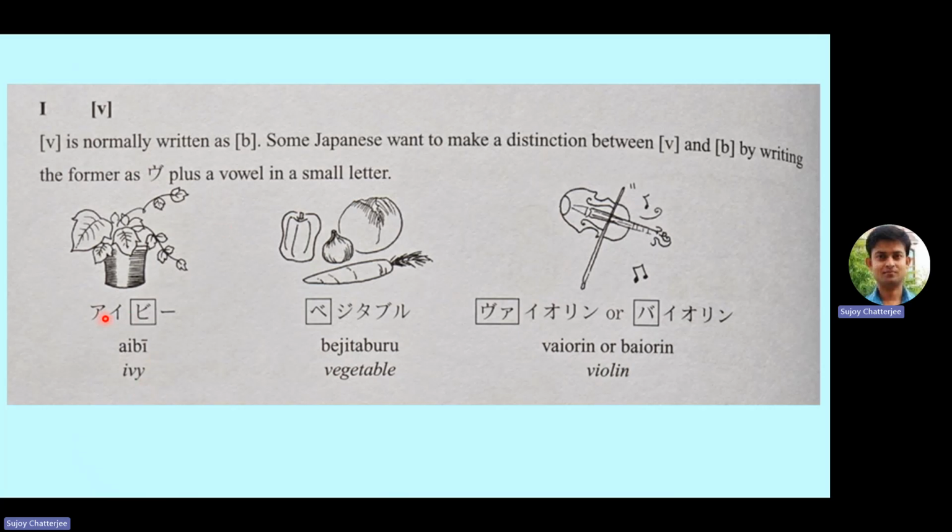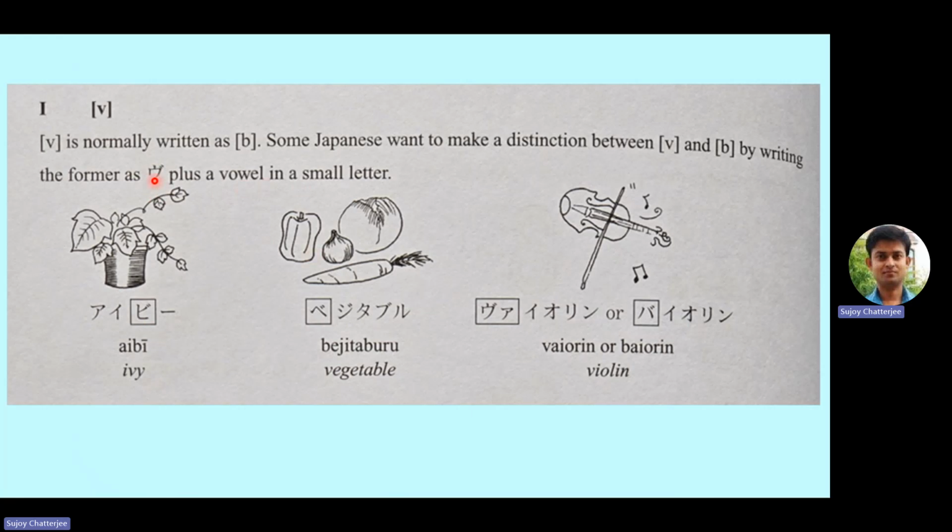IV will become IB, because there is no V sound in Japanese, it's the B sound. Vegetable will be bejitaburu. Violin will be violin or biorin. So both are correct. This is violin, and this is biorin. So this is the U plus a vowel in a small letter.